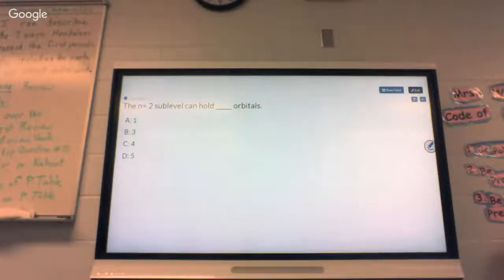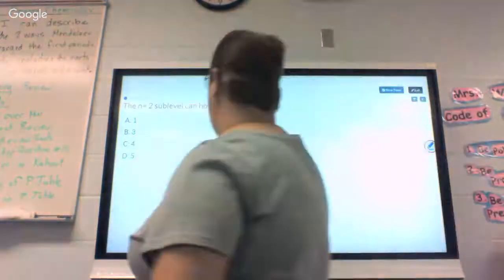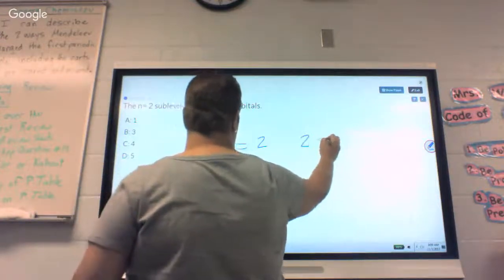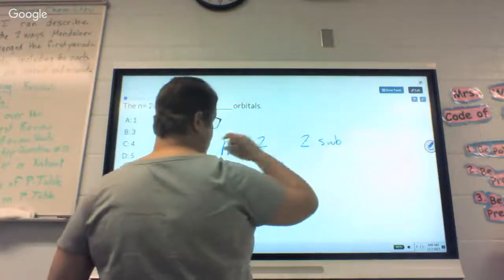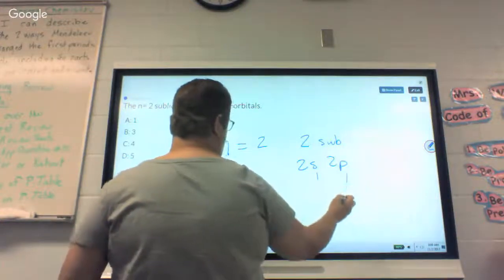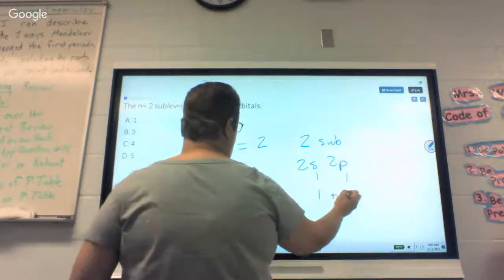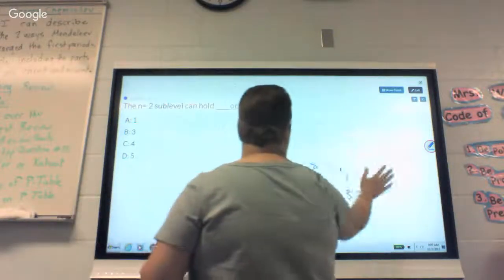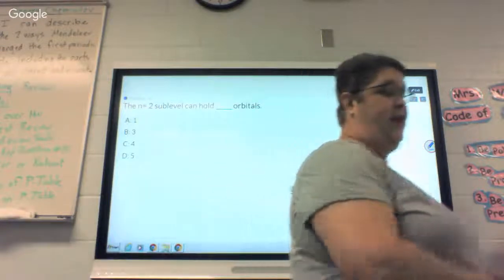Alright. So we have 8 right and 3 wrong. If n equals 2, how many sublevels are there? There are 2 sublevels. Their names are 2s and 2p. So, how many orbitals are in s, and then p? The answer is 4.